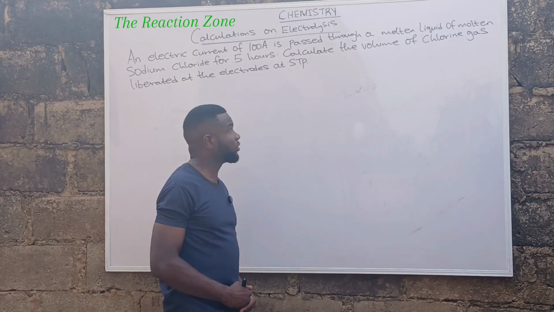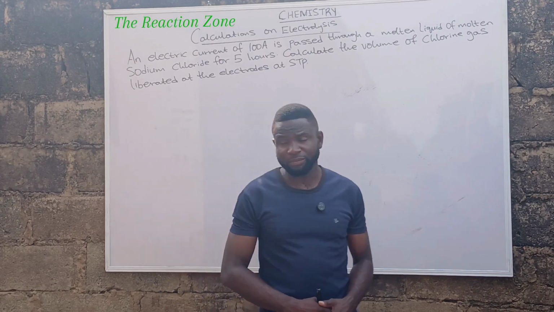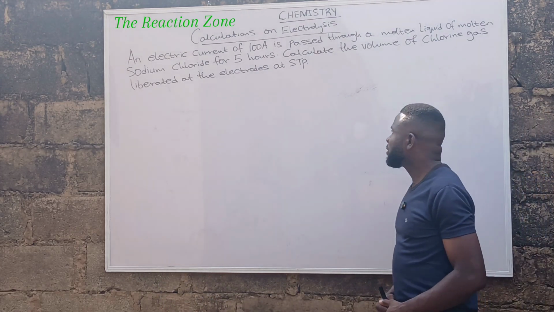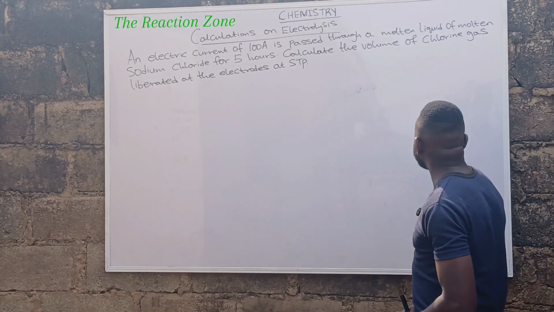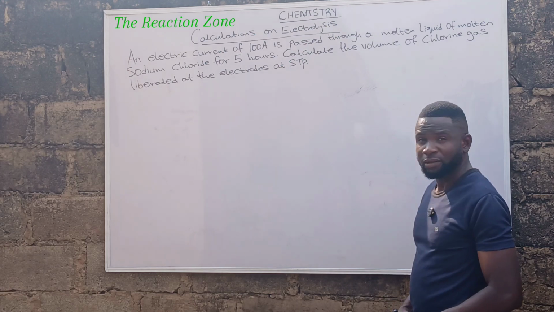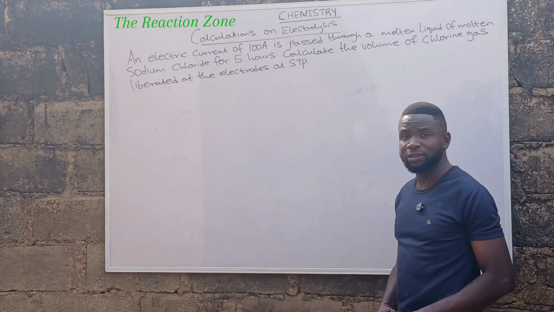In today's lesson, we're going to look at how to solve the question on electrolysis on the board. The question is as follows. An electric current of 100 amperes is passed through molten sodium chloride for 5 hours. Calculate the volume of chlorine gas liberated at the electrodes at STP.